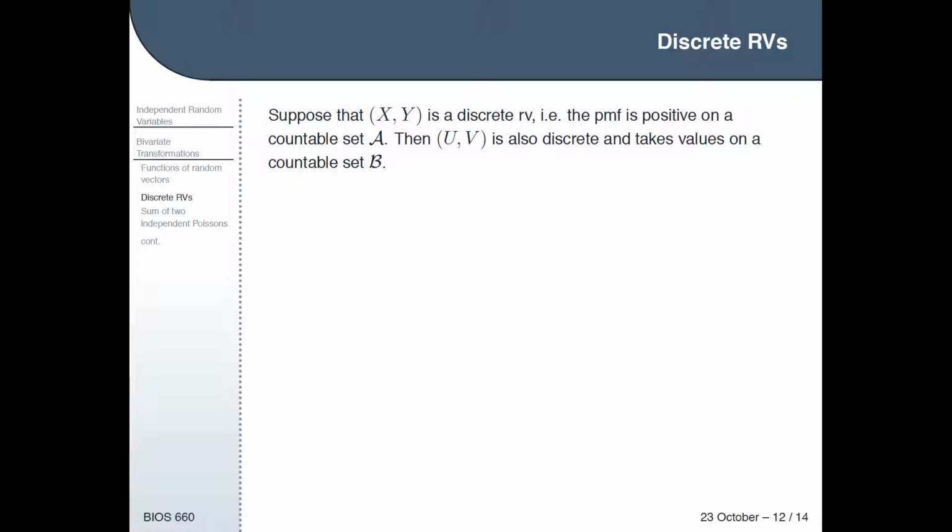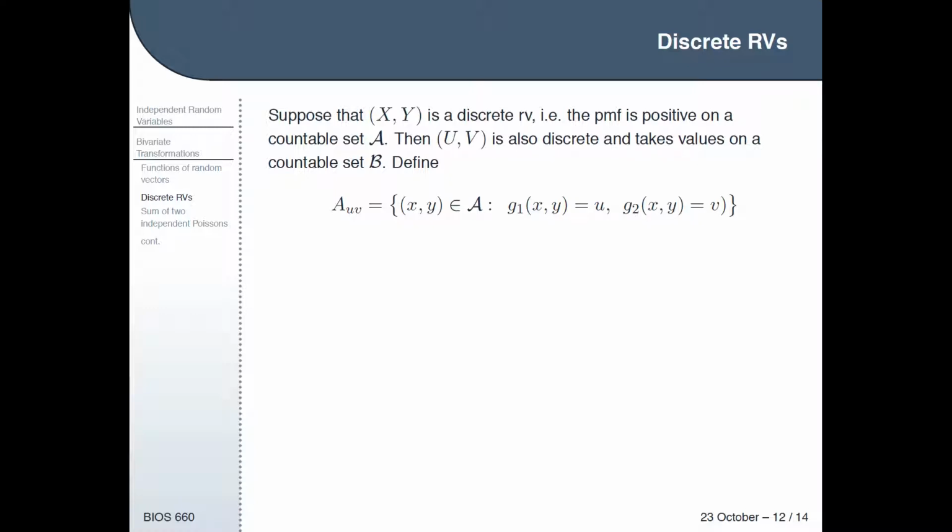And this becomes slightly simpler for discrete random variables. If (x, y) is discrete, so the probability mass function is positive only on a countable set that we call A, then (u, v), the transformed random variables, is also discrete and takes values on a countable set B.